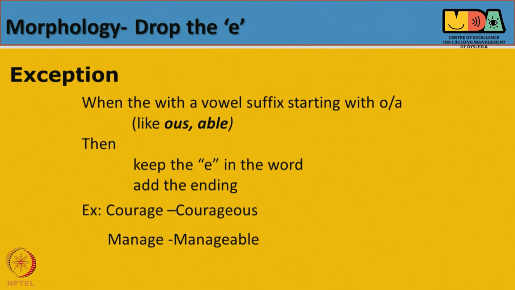So, when you are adding your vowel suffix, especially suffixes like OUS and ABLE, then we keep the E. So, we have words like courage, which becomes courageous, and manage, which becomes manageable. If you had not kept the E, then it would have become managable, and that is not what we want. So, please remember, words with soft C and soft G, you do not drop the E, but keep the E and add the vowel suffix.